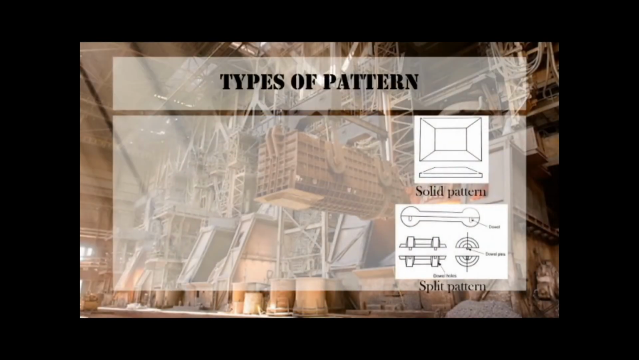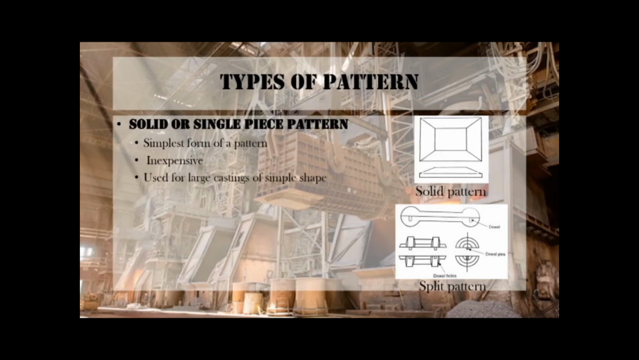Types of pattern. Solid or single-piece pattern. It is the simplest form of a pattern, made without any joints, partings, or loose pieces in its construction. It is inexpensive and generally used for large castings of simple shape.